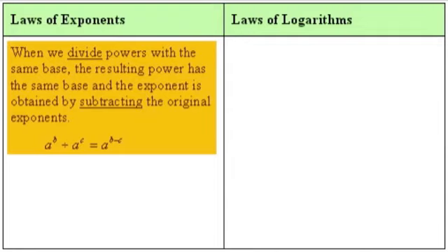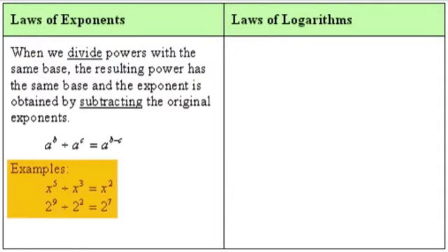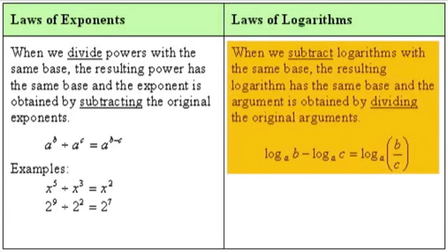The next law of exponents states that when we divide powers with the same base, the resulting power has the same base, and the exponent is obtained by subtracting the original exponents. So for example, if you had a to the b divided by a to the c, you end up with a to the b minus c. If you had x to the fifth divided by x cubed, you would end up with x squared, and if you had 2 to the 9 divided by 2 to the 2, you'd end up with 2 to the 7. So let's look at the corresponding law of logs.